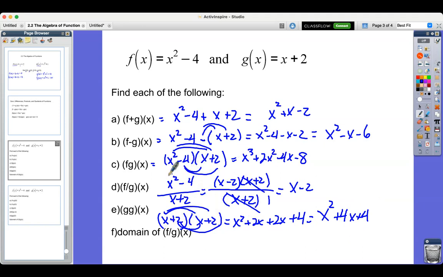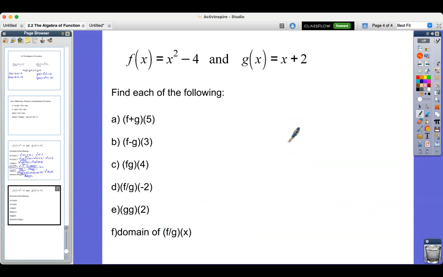Now, domain of f of g of x. What will be the domain of this problem right here? Before we simplify, x cannot be a negative 2. But once we simplify and see what the final answer will be, then we're good right there. It can be any number. So we really got to make sure you simplify it and see what your final answer is to see what it can be.